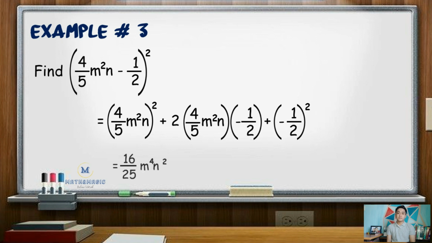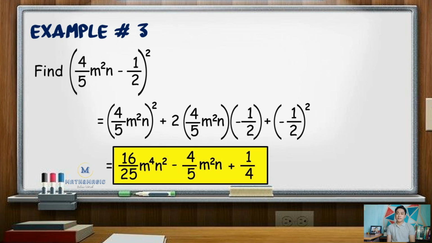Evaluating the terms, we have the square of 4/5 is 16 over 25. The square of m squared is m raised to the 4th power, then n squared. Next, 2 times positive 4 over 5 is 8 over 5, times negative 1/2 is negative 4 over 5. Then simply copy m squared n, plus the square of negative 1/2 is positive 1/4. Thus, the square of quantity 4/5 m squared n minus 1/2 is 16 over 25 m raised to the 4th power n squared minus 4/5 of m squared n plus 1/4.